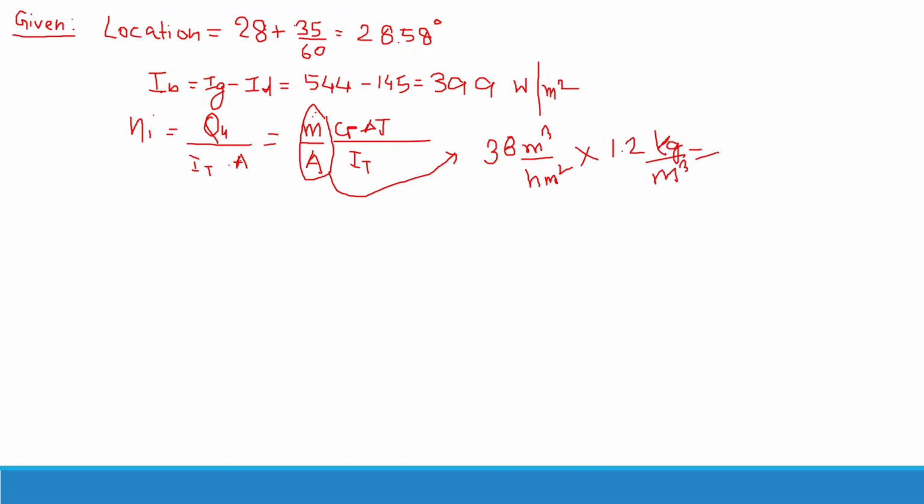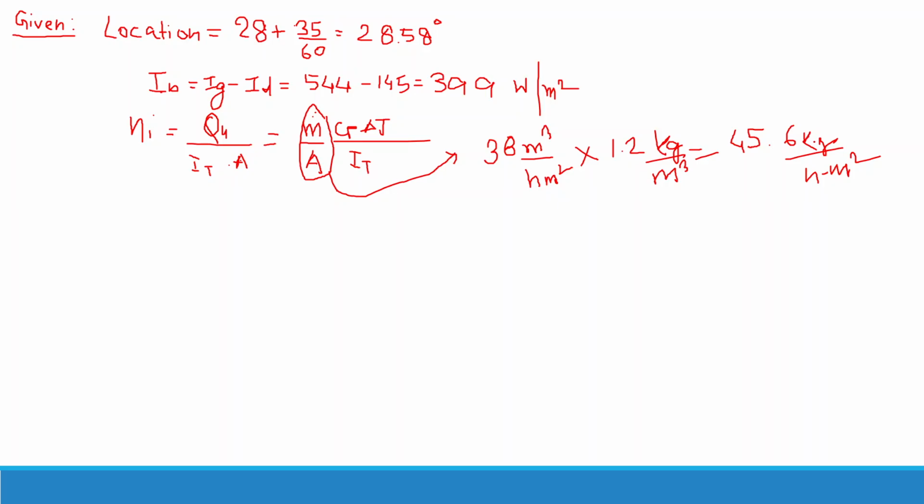Okay, so just multiply 38 into 1.2. This is something around 45.6, and this will be kg per hour meter square. So now the data is in kg per meter square. That is what you needed.